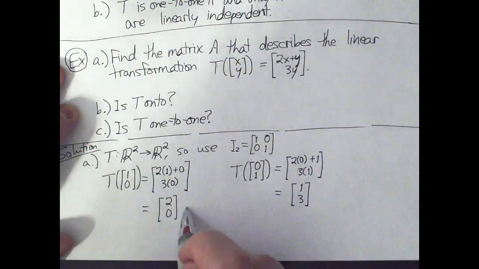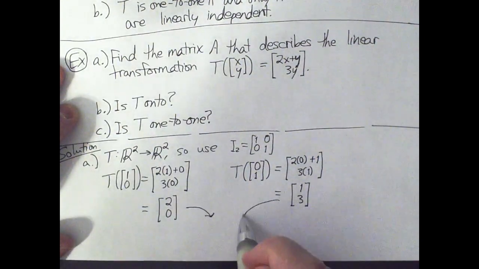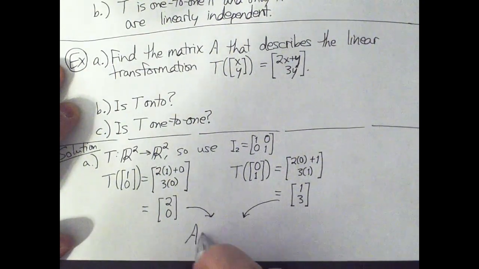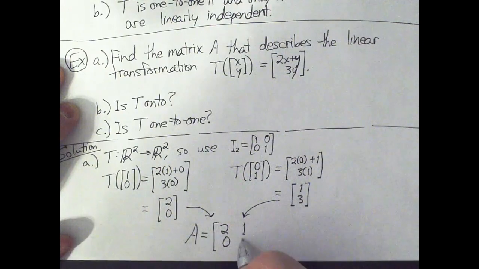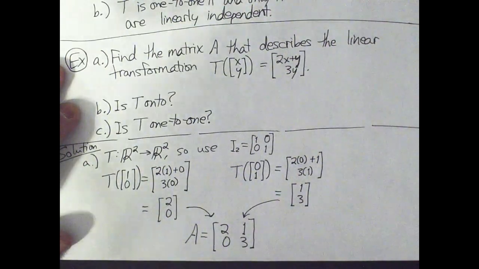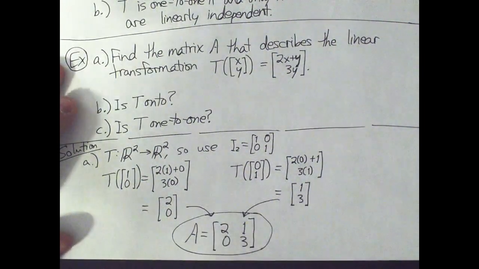Put these together and you get the matrix 2, 0 as the first column, 1, 3 as the second column. So that's the answer to part A.